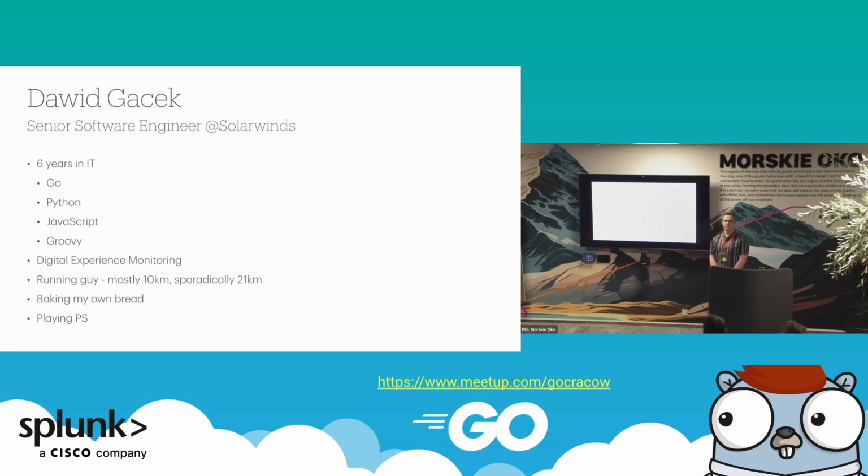My name is Dawid Gacek. I currently work at SolarWinds. I've worked in the IT industry for 6 years, more or less, and through that time I was writing code in Go, Python, JavaScript, and Groovy. I work in the digital experience monitoring area, so if any of you know Pingdom, I'm working on a newer version of it.